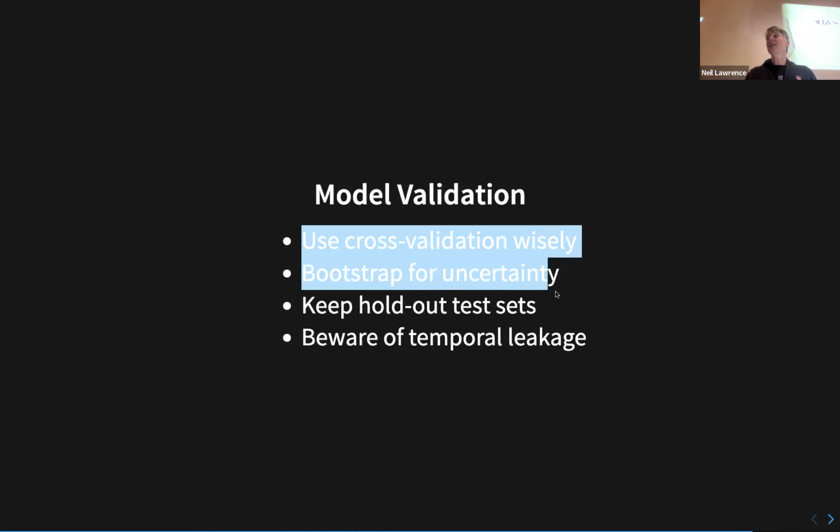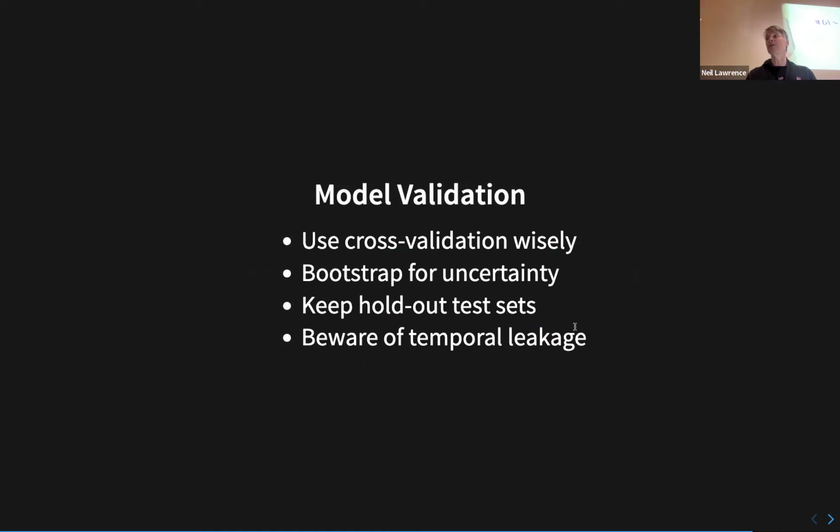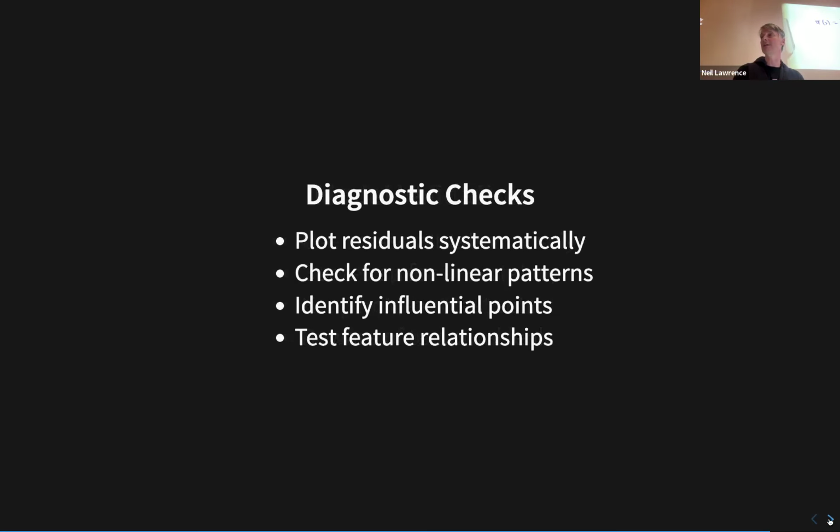There are various other validations we didn't talk about today, but you will have learned about in your previous machine learning courses, such as using cross-validation wisely. Bootstrap sampling, if you haven't heard of it, is a very cool way of evaluating uncertainty. It only works for small data sets, so you might not be able to use it. If you're doing larger data sets, you can keep out holdout test sets to validate what's going on. And temporal leakage is this thing where, if you're fitting things across time, you have to be careful that cross-validating isn't misleading you about what's going on.